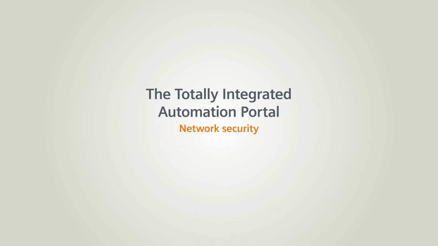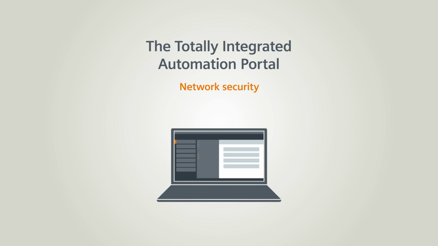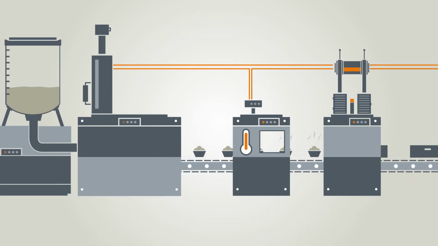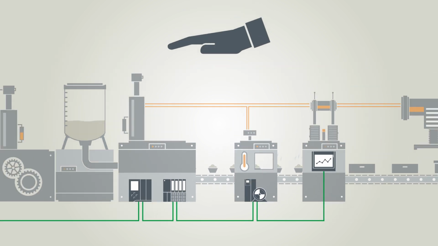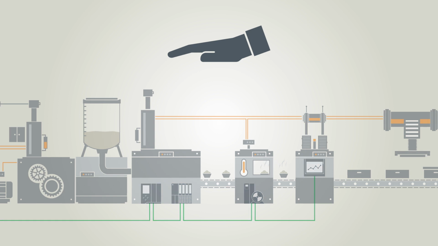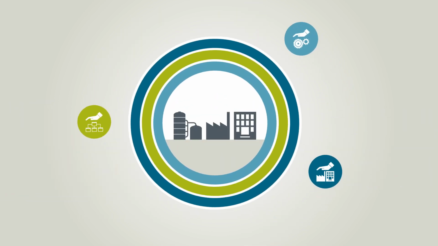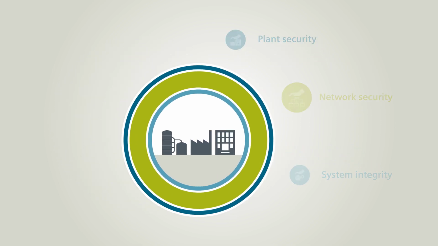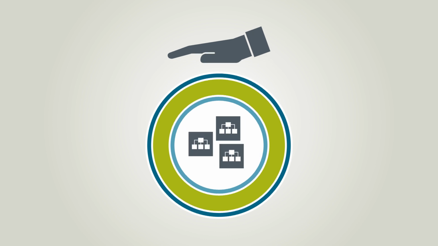In this chapter, you will learn how to implement network security in the TIA portal. Industrial communication is a key factor for business success, as long as the network is protected. This protection of networks is a central element of the industrial security concept of Siemens. The essential elements of this concept are VPN, firewalls, and network segmentation.